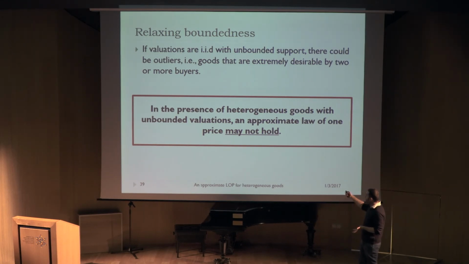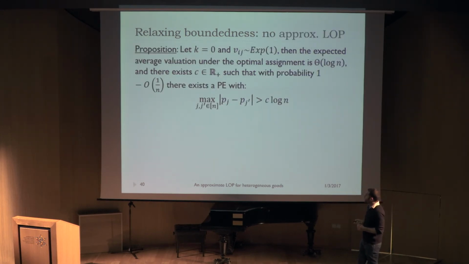And when you have this kind of unbounded valuations, the law of one price may not hold. It could be that there is a big difference. Specifically, if you take the exponential distribution, we can show that with high probability, there will be a price equilibrium in which the difference between Pj and Pj prime for two specific goods is going to be of the order of magnitude of log n, and this is also going to be the expected surplus in this market, okay? Meaning that in a specific transaction a lot of the surplus goes to the seller, but in another transaction, most of the surplus goes to the buyer, okay? So different prices by an order of magnitude.